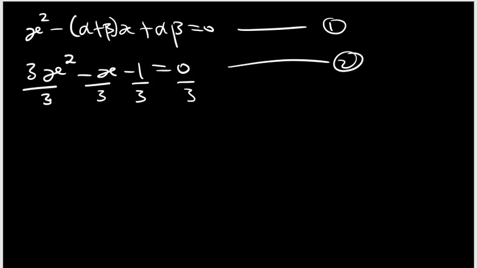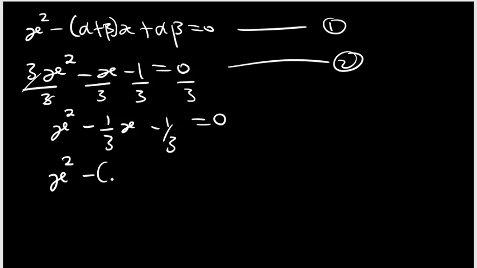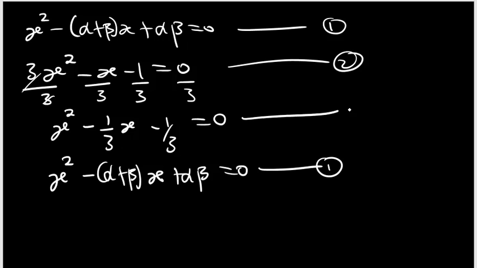So we are going to have x squared minus 1 over 3 x minus 1 over 3 is equal to 0. Okay. So in that case, this equation that we are having, we can compare to x squared minus (alpha plus beta)x plus alpha beta being equal to 0. This is our equation 1. Okay, so let's label this as, let's say, equation 3.